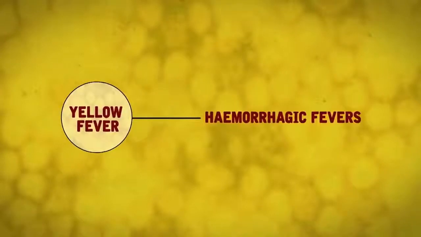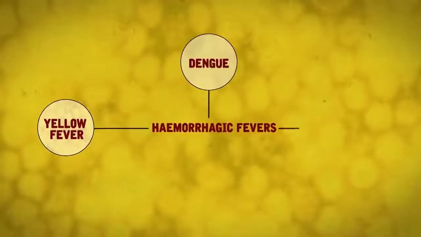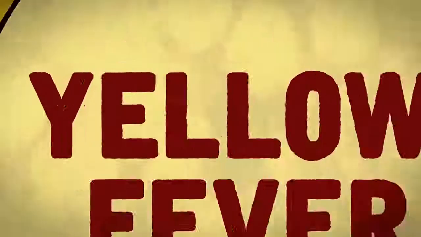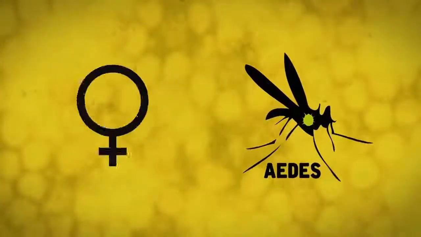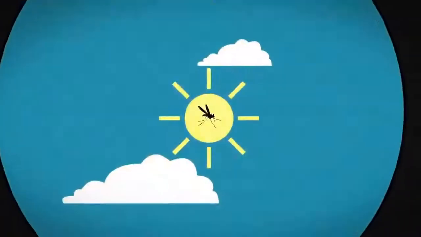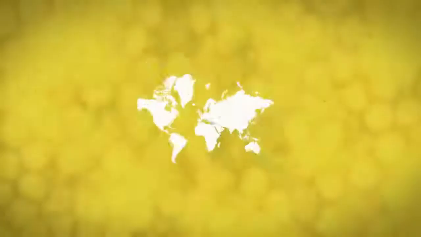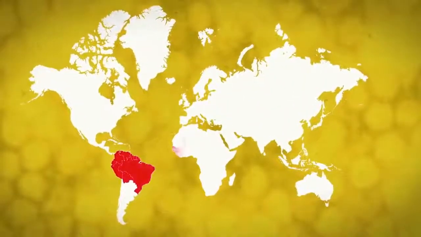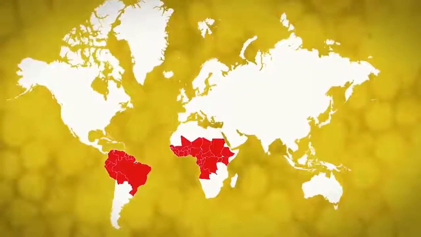Yellow fever is a viral hemorrhagic disease like dengue fever and Ebola. It's caused by a virus transmitted by the Aedes mosquito, but only infected females can actually transmit the disease. It bites mostly during the day. Yellow fever occurs in tropical regions of the Americas and Africa.